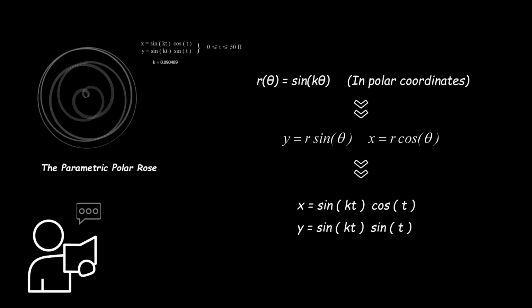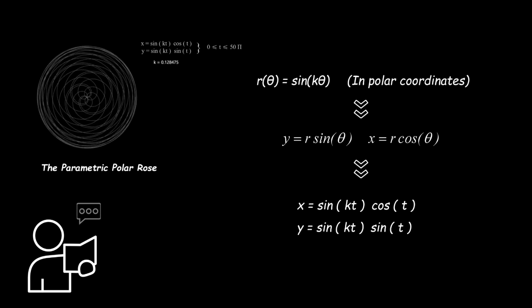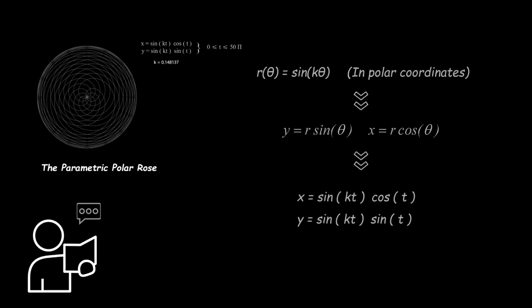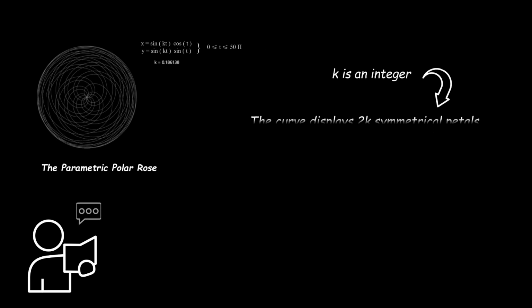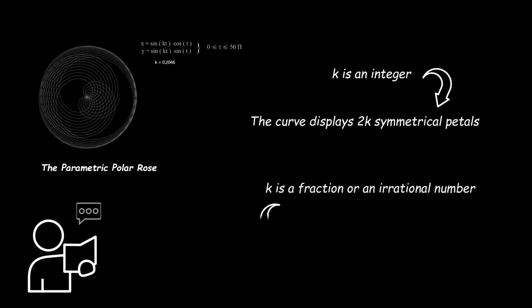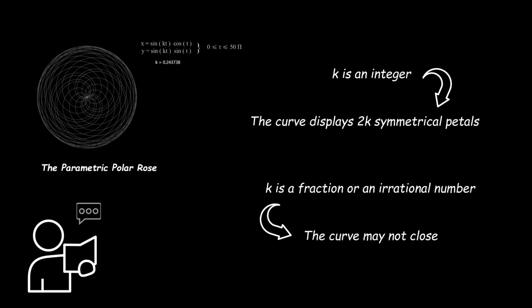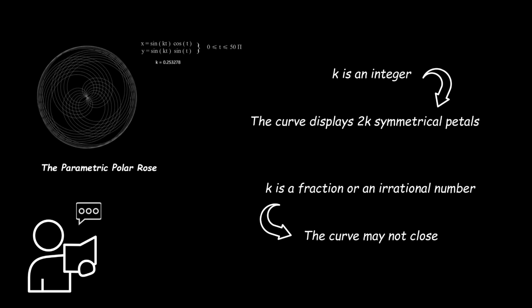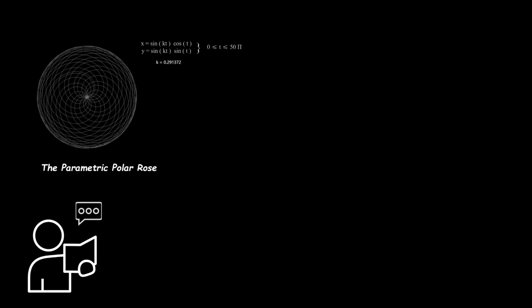As theta varies from 0 to 50 pi, the curve's periodicity and complexity unfold. The parameter k determines the number and shape of petals. Integer k produces 2k symmetrical petals, while fractional or irrational k results in non-closing, intricate patterns. This interaction between sine and cosine mirrors natural symmetry, like flower petals.